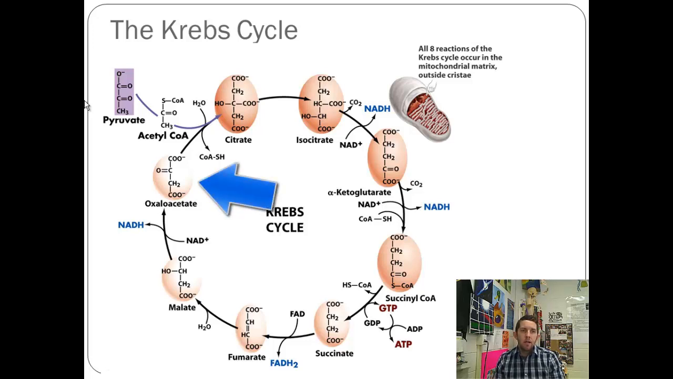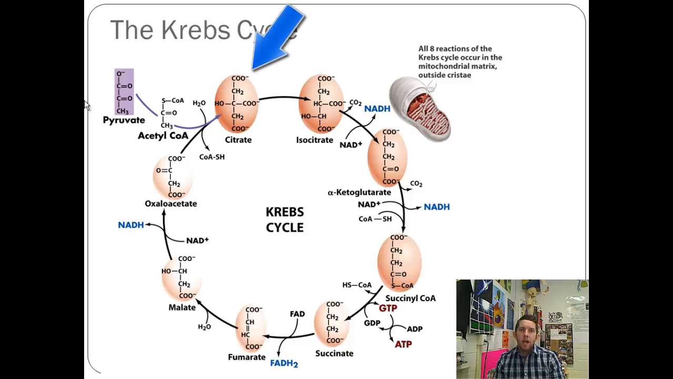Alright, oxaloacetate is a 4 carbon molecule, so let's keep track of our carbons. We have oxaloacetate, which is a 4 carbon molecule reacting with an acetyl-CoA. 4 plus 2, that's going to be 6 carbons. So we've made this citrate molecule.